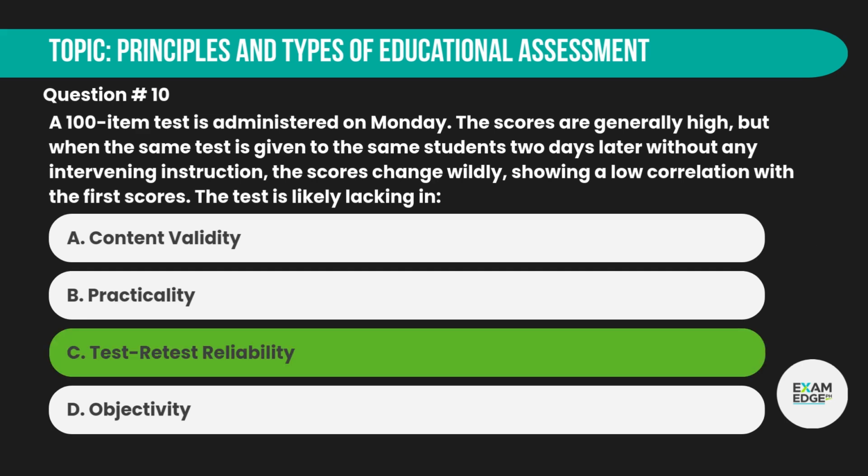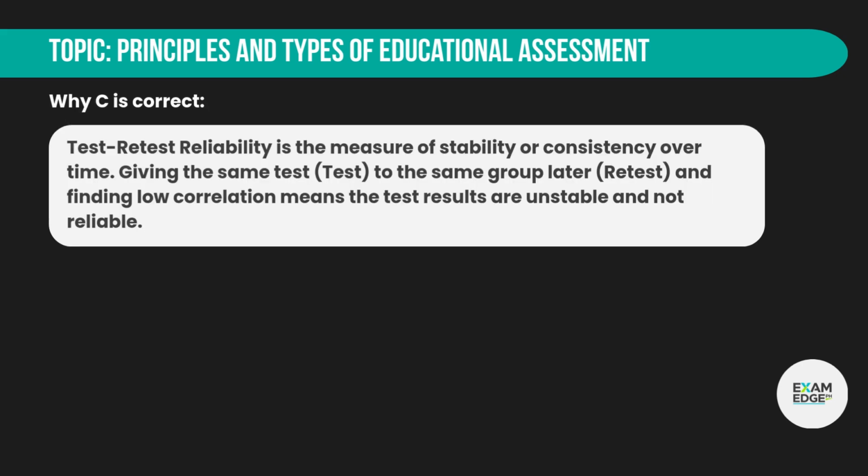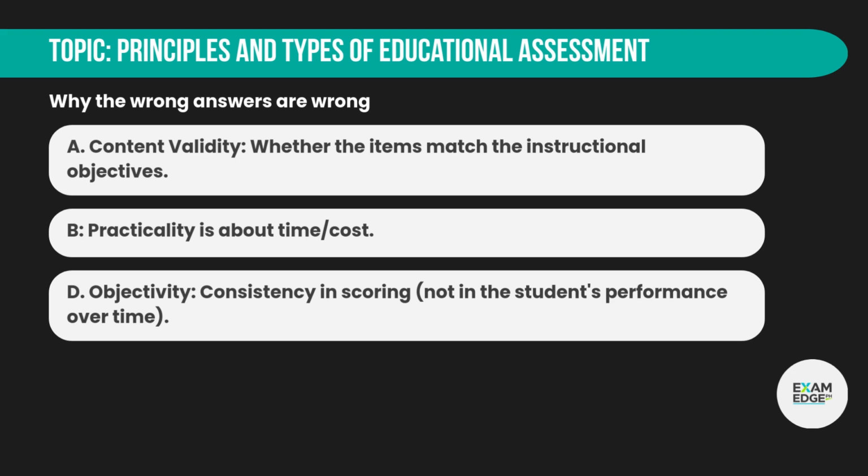Correct answer: C. Test-retest reliability. Why C is correct? Test-retest reliability is the measure of stability or consistency over time. Giving the same test to the same group later, the retest, and finding low correlation means the test results are unstable and not reliable.